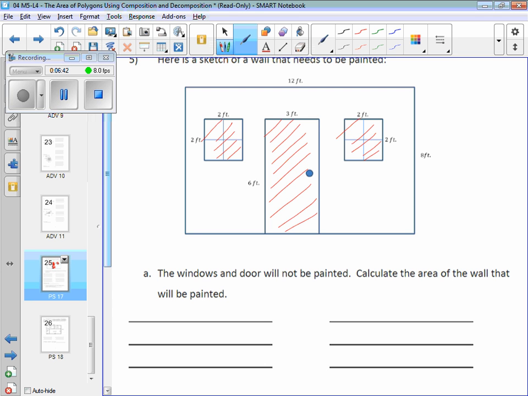Now, there's a hard way to do this and there's an easy way to do this. I want to do it the easiest way. So what's the easy way? What should we do? What's our plan of attack? What's our strategy?